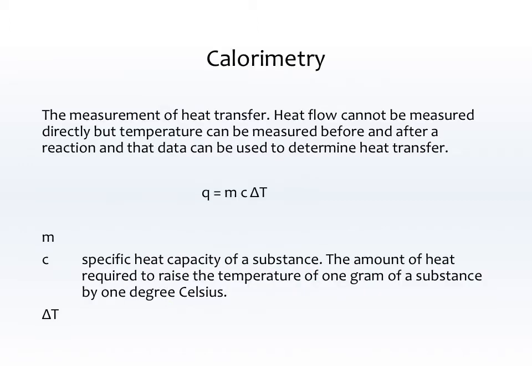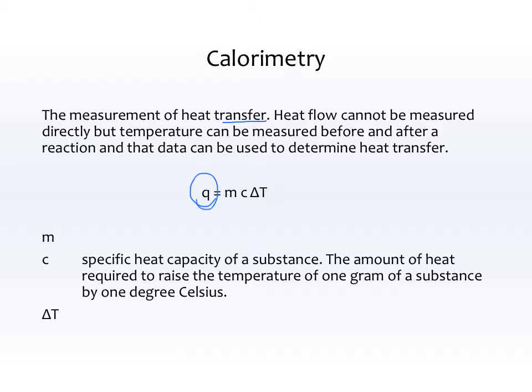Let's go. So calorimetry is the measurement of heat transfer. Heat flow cannot be measured directly, but temperature can be measured before and after a reaction, and then that data can be used to determine heat transfer. So heat transfer, that's the Q. That's the heat gained or lost, as you hopefully remember from part 1.